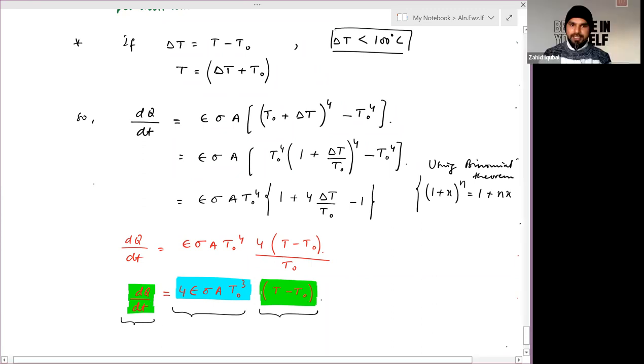So let's stop here for today. In the next class, I will define this and prove it. Then one more topic, that is Wien's displacement law. So we will finish this particular chapter in the next class, inshallah. Okay.